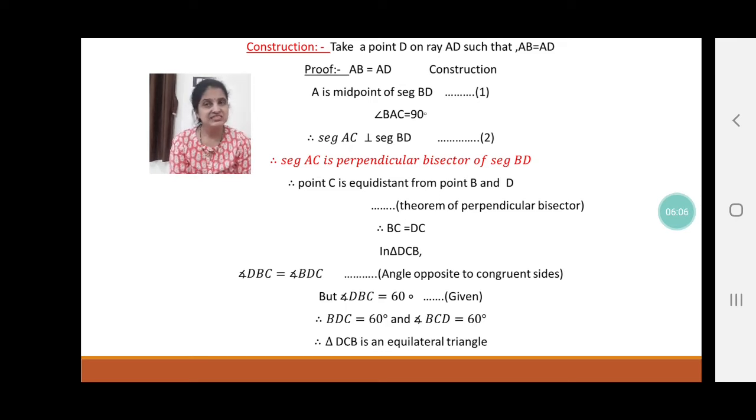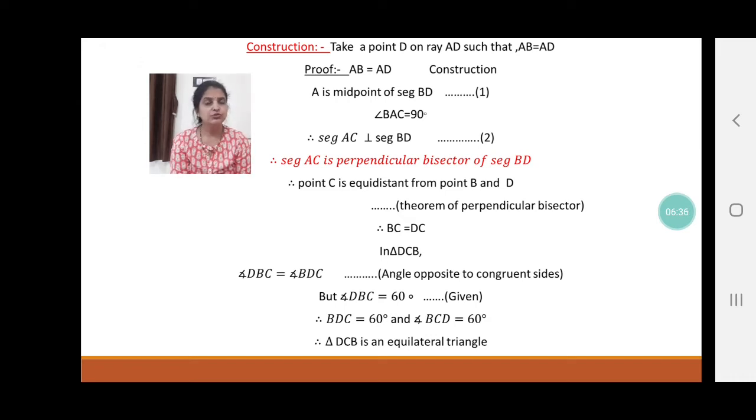So here C is equidistant from D and B. This is by the theorem of perpendicular bisector. From this we come to the conclusion that BC is equal to DC. Now in triangle DCB, angle DBC is equal to angle BDC.